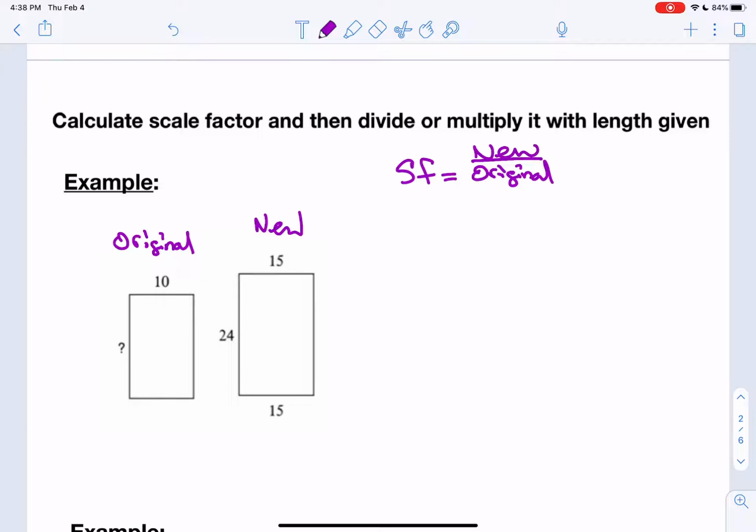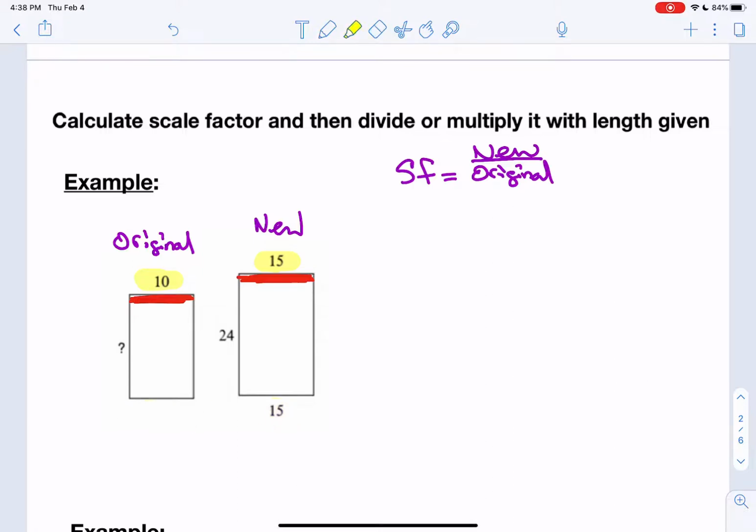Okay, now the sides that we have to work with is the top. We have both tops of each rectangle given to us. We have 15 and we have 10. Now, notice we also have a 15 down here, so that just means that it's going to be 10 down here, but we don't need to worry about that.